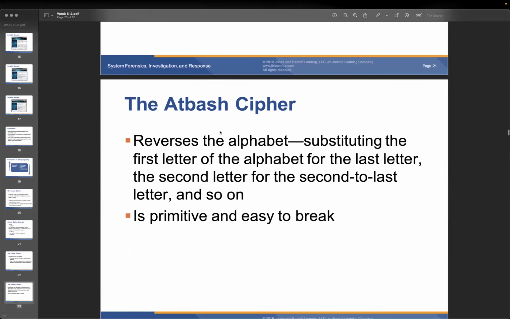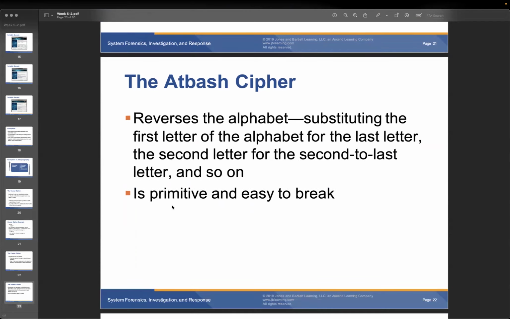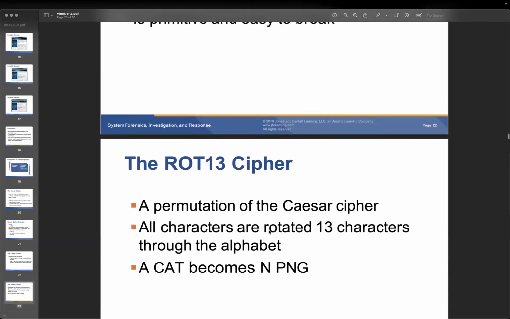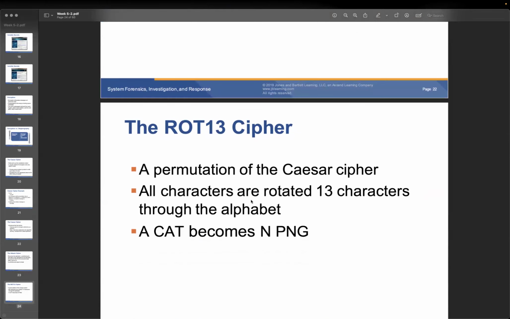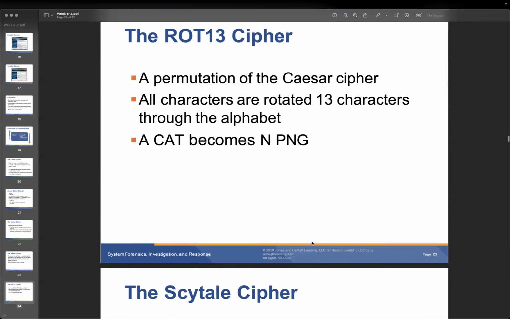The Atbash cipher reverses the alphabet. It substitutes the first letter of the alphabet with the last letter, the second with the second to last, and so on. It's primitive and also easy to break. We also have ROT13, which is a permutation of the Caesar cipher. All characters rotate 13 positions through the alphabet, so CAT becomes PNG.